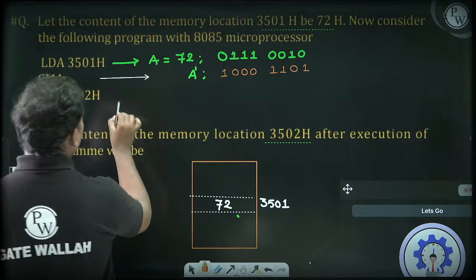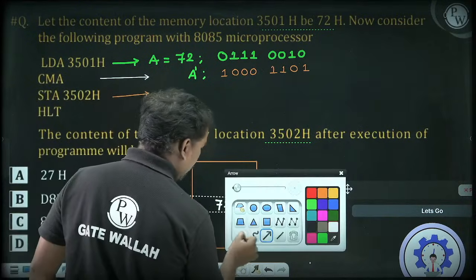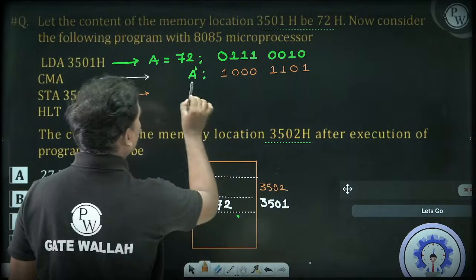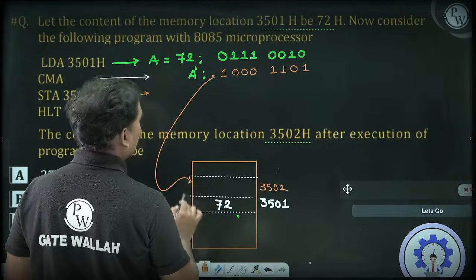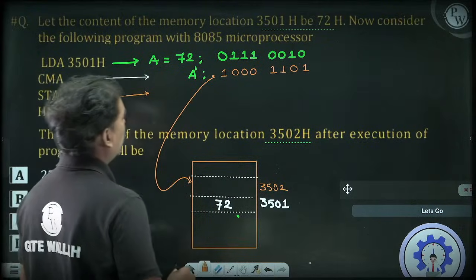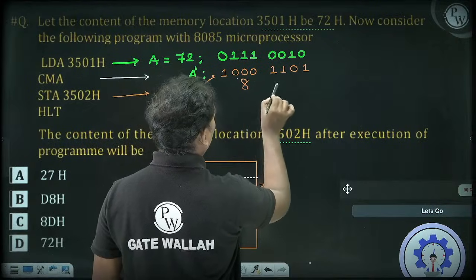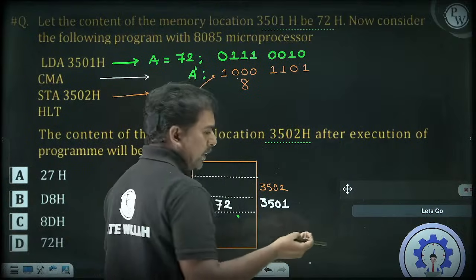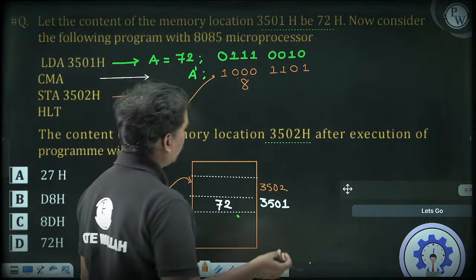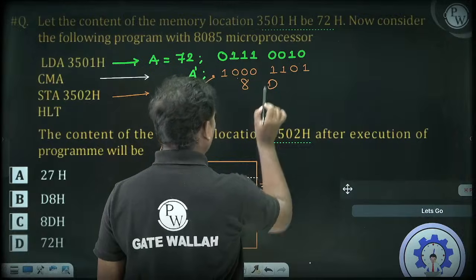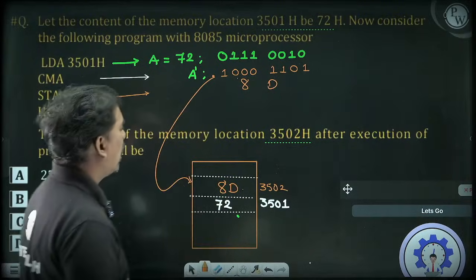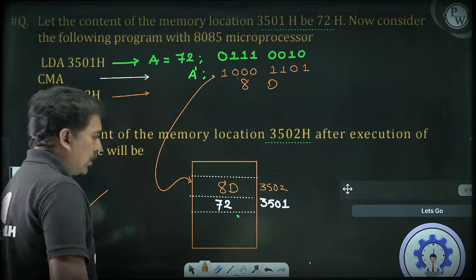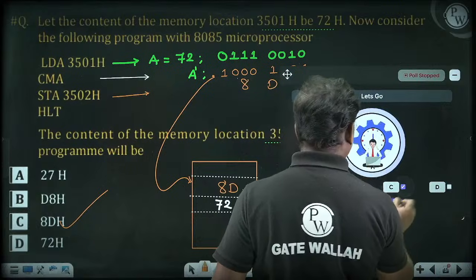Next, STA 3502. Now this content of the accumulator has to come here. So the content of the accumulator will be what now? This is 8 and this is 1, 2, 4, 8, 9, A, B, C, D, so this is 8D. So 8D will come here. The question asked is the content of the memory location 3502H after the execution of the program, which will be 8DH. Option C is the right answer.